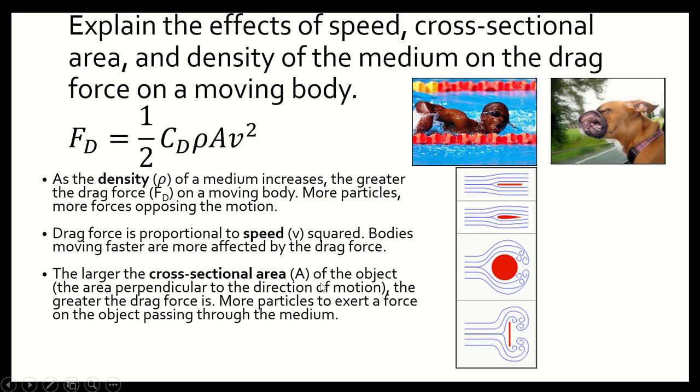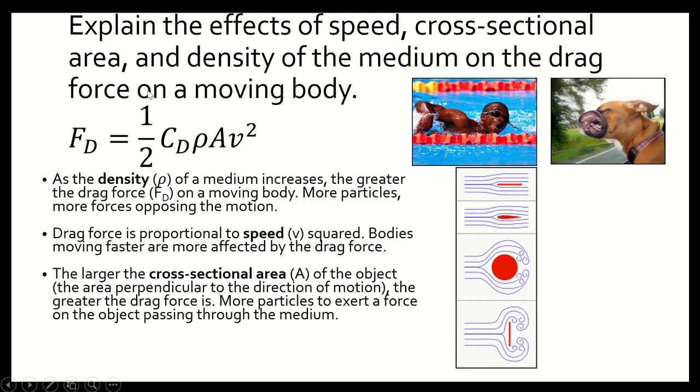The cross-sectional area is the area that is directly perpendicular to the motion of travel, that frontal area. So if you're throwing a ball purely horizontally through the air, the diameter of the ball will give you the cross-sectional area, that frontal area perpendicular to the direction of travel. The larger the cross-sectional area, the more particles there will be exerting a force on the object, and hence the larger the drag force.